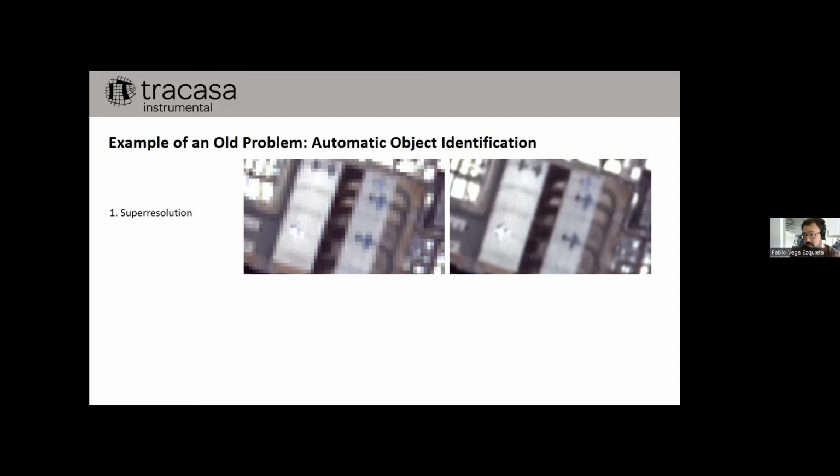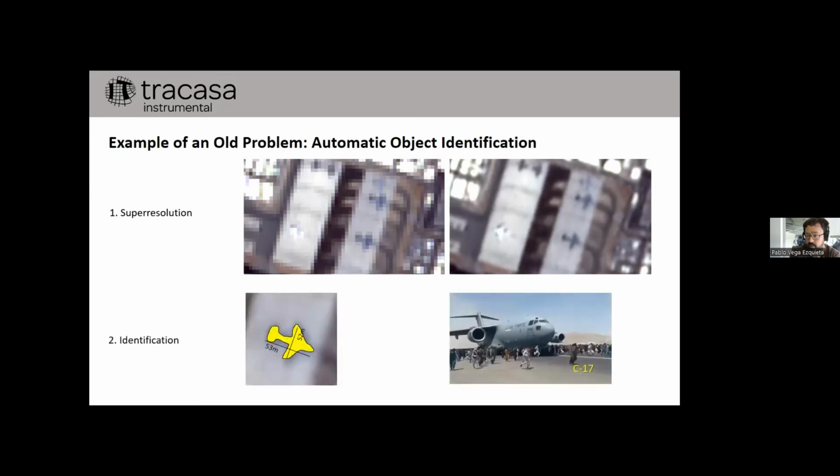That's the apron of the Kabul airport. The image on the left is the Sentinel-2 image of 10 meters, and the image on the right is a super resolved image that allows the next step, which is the identification of objects. You can see that plane over there. We can see the shape, we can take measures, and we can say that's an American C-17. This was during the evacuation of Kabul last summer when the Taliban took over Afghanistan.